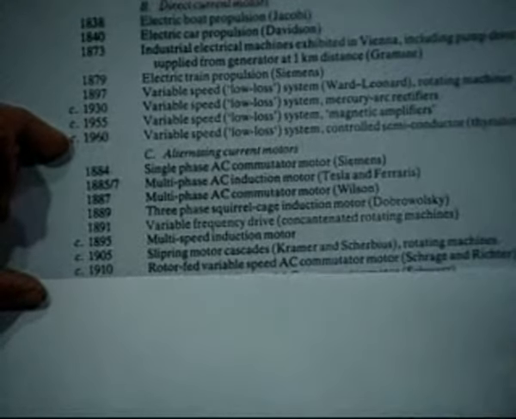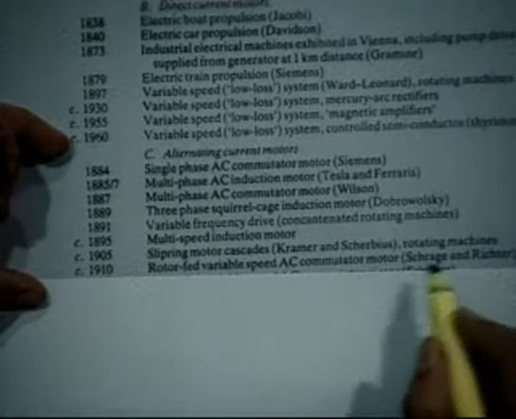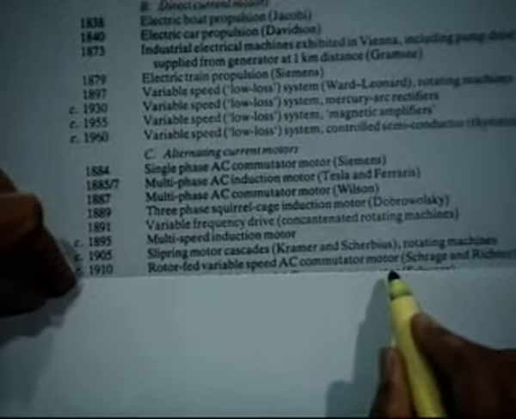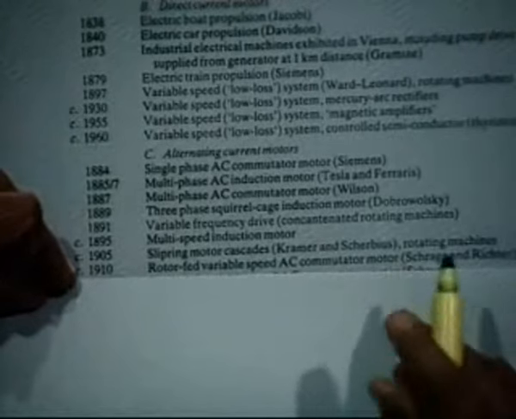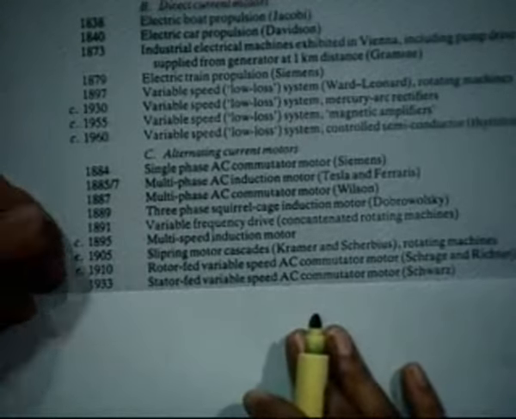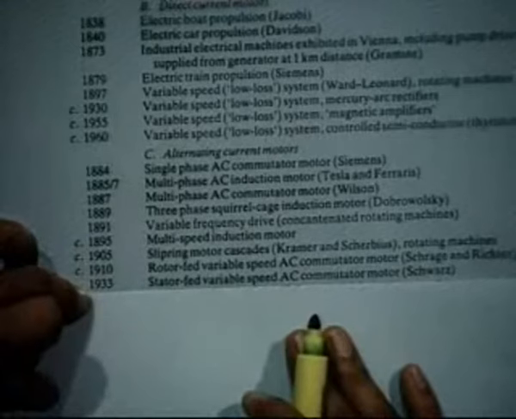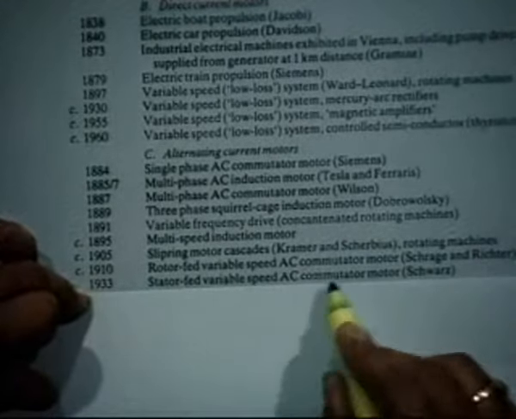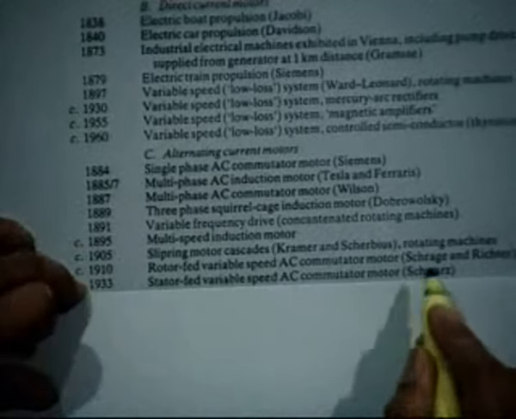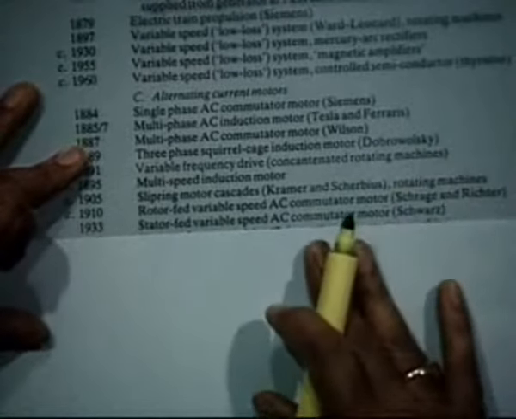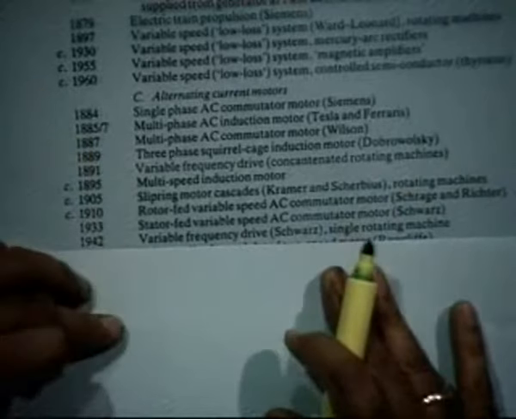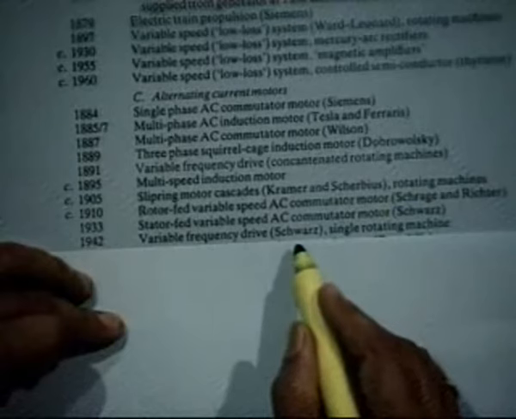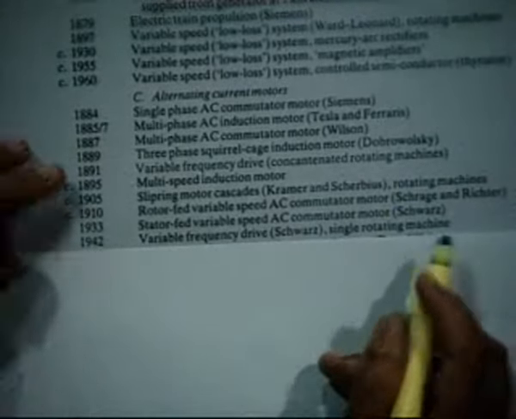Then of course 1910, Schrage and Richter had the so-called AC commutator motors, and these are again now obsolete because of the new developments. 1933 was again an AC commutator motor by Schwartz. Again these are not much in use today except in very old systems which are installed. And 1942 is a variable frequency drive by Schwartz on a single rotating machine.